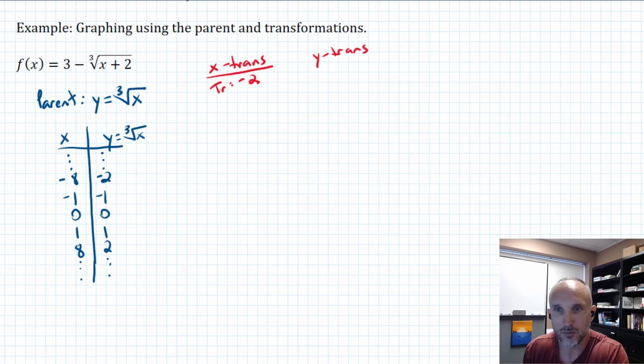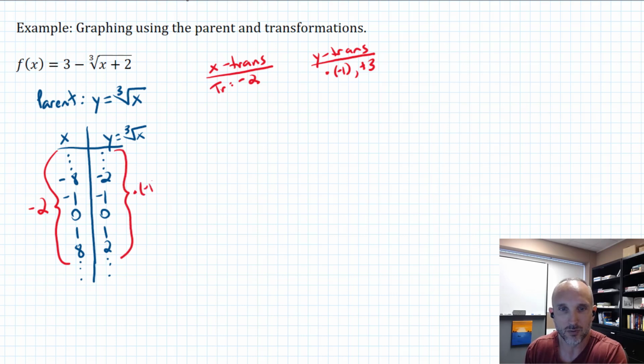Now the y transformations, we've got a couple of those outside of the cube root function. The first operation happening to the cube root is multiplied by a negative, so times by -1. And then we've got a +3 that we're adding to it, so that's +3. And we do those in that order. So we'll go to our x column and knock out our transformation there of subtraction by 2. And we'll go to our y column and multiply everything by -1 and get an intermediate xy table.